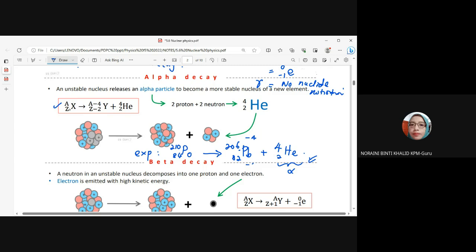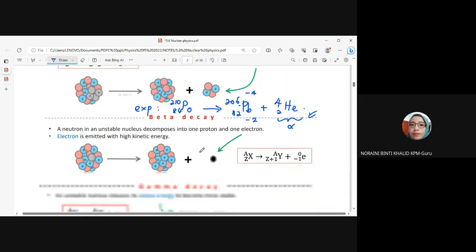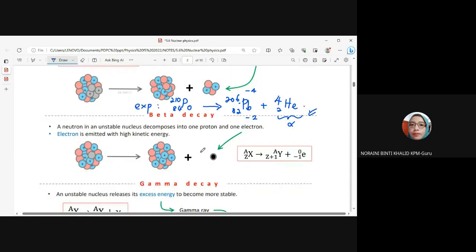Lost 2. So in the general equation, you can see the new element has a nuclear number which is less 4 than the original one, and the proton number also less 2 from the original. And then this one is alpha. So boleh tulis yang general ni untuk explain. Kalau dapat hafalkan, boleh hafalkan. Okay, itu ialah alpha decay.